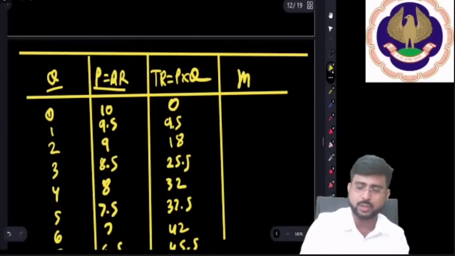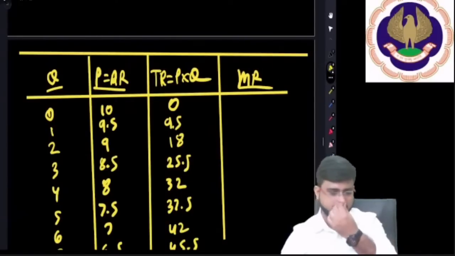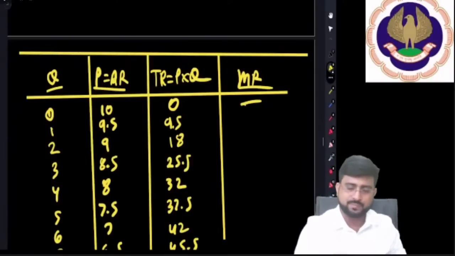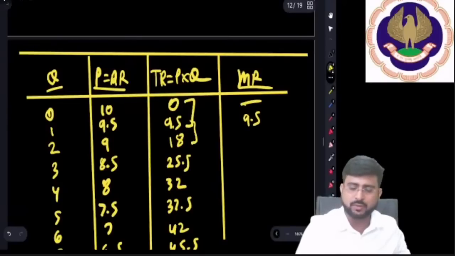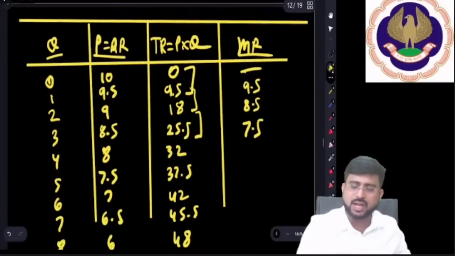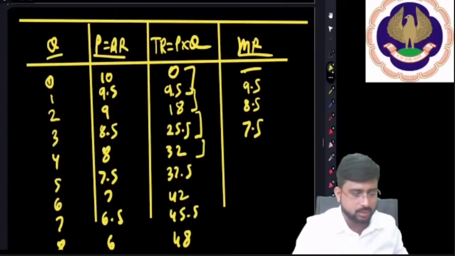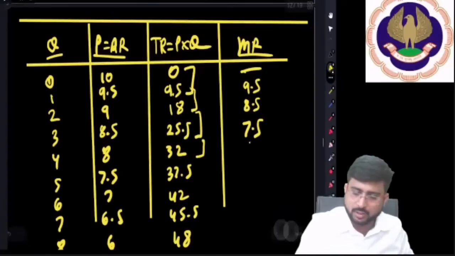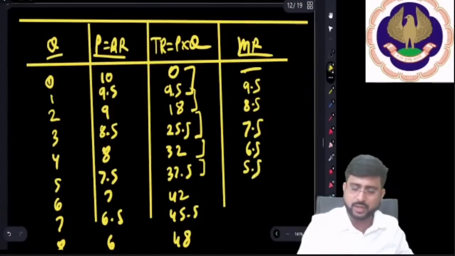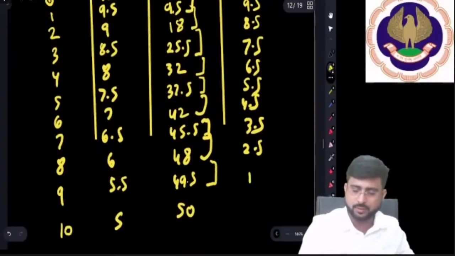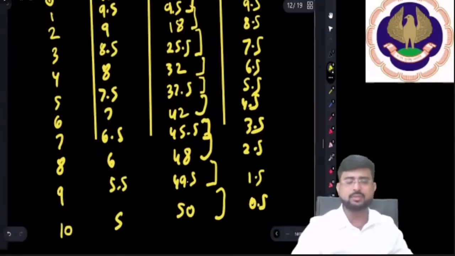Now what is marginal revenue equivalent to? Marginal revenue reflects the change in total revenue. So at 0 level, nothing doing, but beyond this, what will happen? Total revenue has risen by 9.5, here total revenue has risen by 8.5, then by 7.5, and we deduct. That's all I'm doing. So 9.5, 8.5, 7.5, further 6.5, 5.5, 4.5, 3.5, 2.5, 1.5, 0.5, and this way it will keep going on.